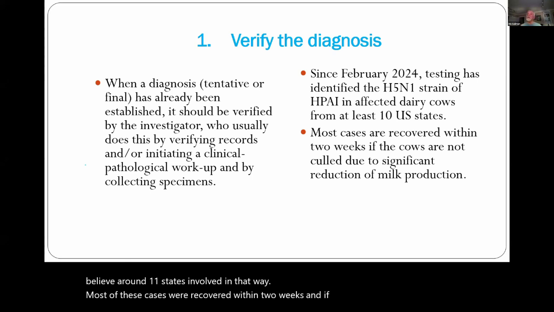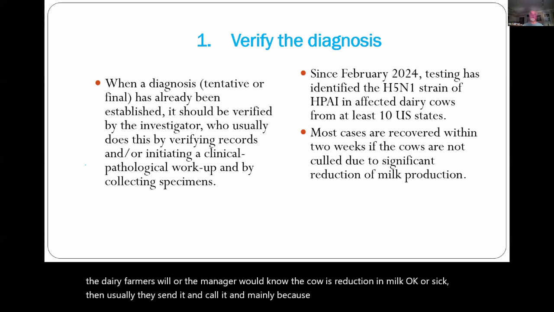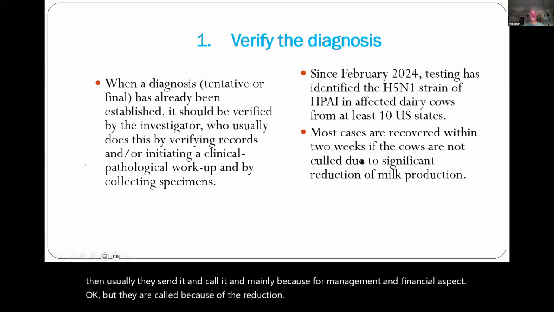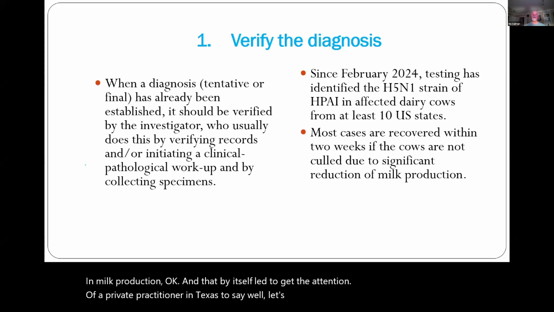If the cow is culled, because usually if the dairy farmer or the manager knows the cow has a reduction in milk, or is sick, then usually they send it and cull it, mainly for management and financial reasons. But they are culled because of the reduction in milk production, and that by itself got the attention of a private practitioner in Texas to say, well, let's look at what's going on. So that's the first step.